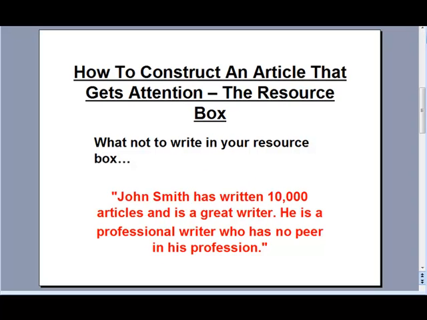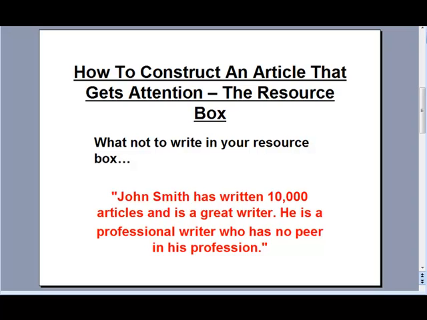So let's take a look at what you should not write in your resource box. For example, something like this. Now you hear a lot of people say, tell them a little bit about yourself in the resource box. To me, that is a complete waste of space because the reader has found your article because they have a problem, they're looking for a solution. You've done a good job to get them to read your article, so they're in solution mode.